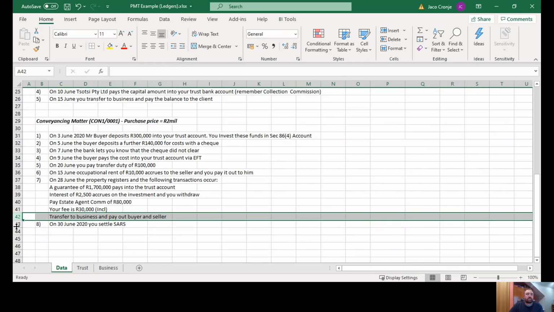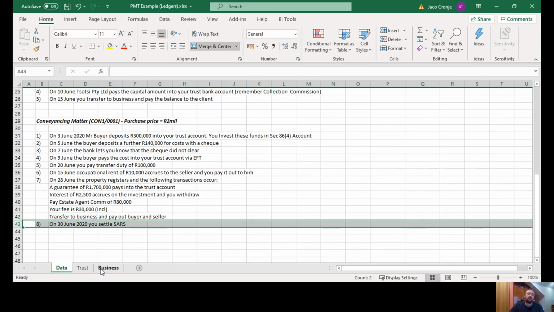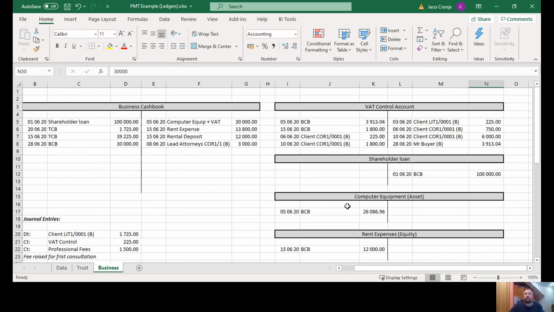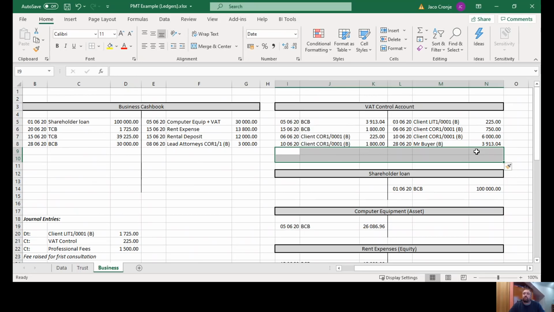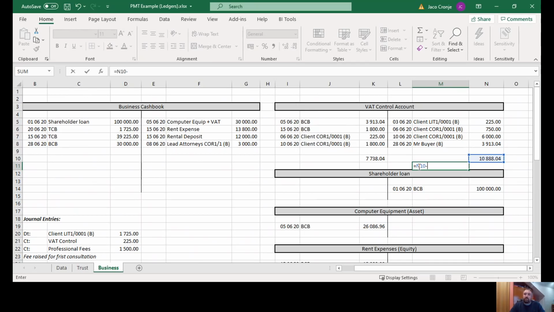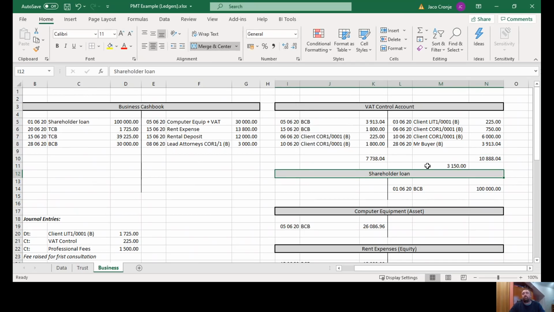Right, and then the very last step. On 30 June, we settle our SARS account. So let's go and check on our VAT control. How much do we owe SARS? So our credit, maybe we don't even, maybe we get some money back. So we owe them on the credit side 10,800 and they owe us 7,738. So no, we've got to pay in. So 10,800 less that, 3,150. So that means I've got to physically go and pay that to SARS.